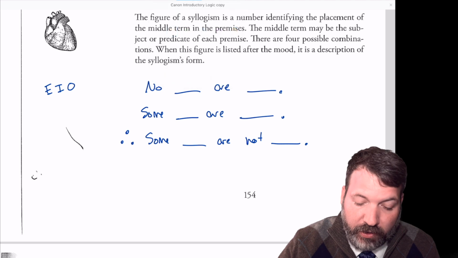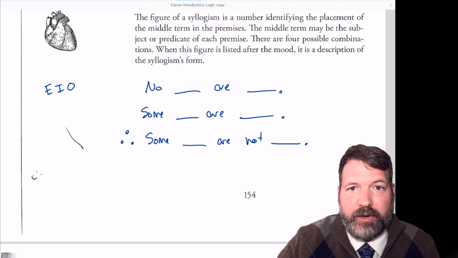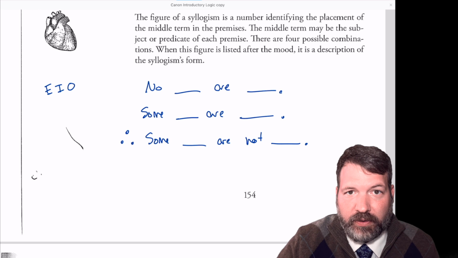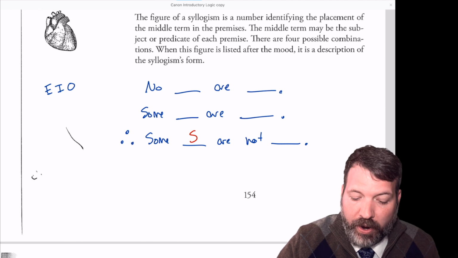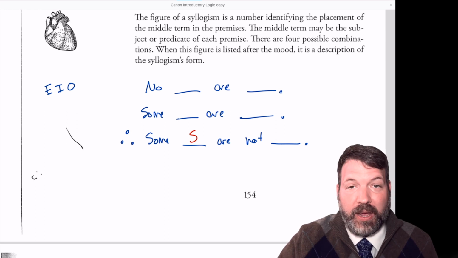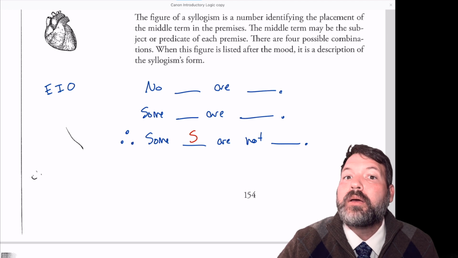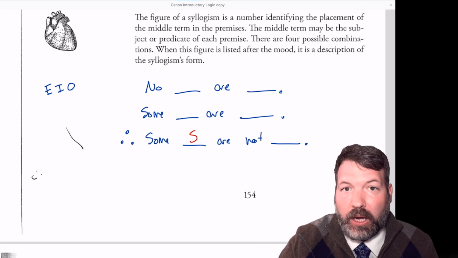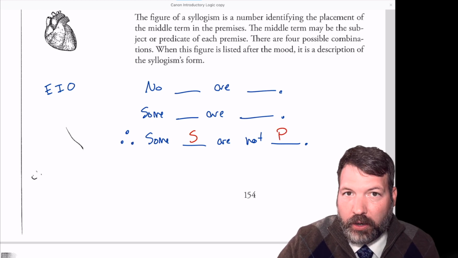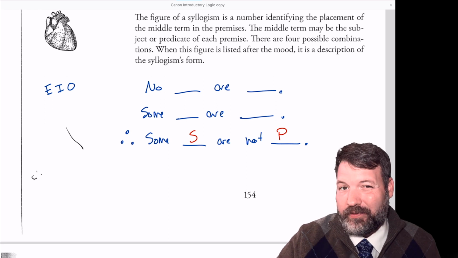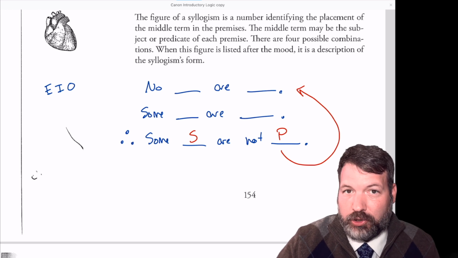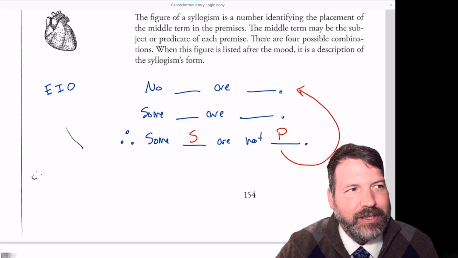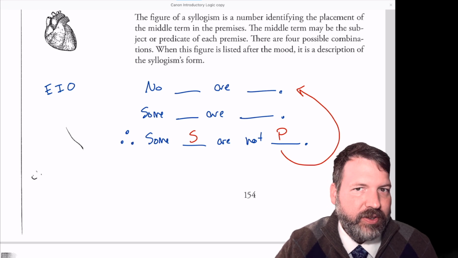At this point, we can even fill in some of the letters. Remember, the minor term is always the subject of the conclusion, and we want to symbolize it with S. So we already know where that minor term goes. The major term is always the predicate of the conclusion. And we always want to symbolize that with P, so that has to go there. In fact, we even know a little bit more. We know that P is going to appear somewhere in that major premise, but the problem is we don't know where. It doesn't have to be the subject or the predicate of its own premise.